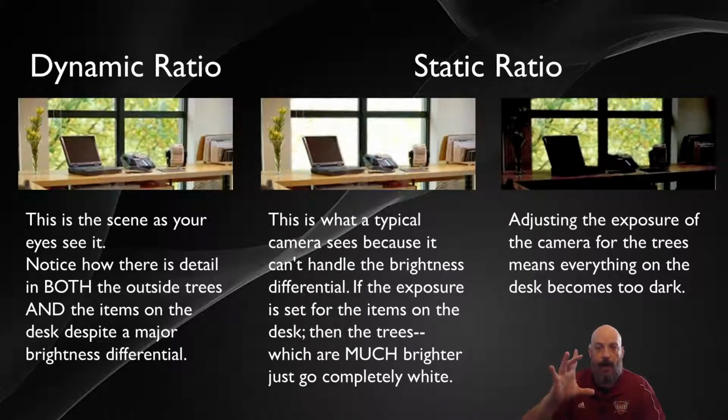So if I take the iris and I shrink it down so that I can now let less light into the camera, I can see the outside of the window where now I can see the trees. But the problem is I've now made everything inside extremely dark. So you're either going to wind up being able to shoot outside or inside, but not both, because your camera is going to have a major issue trying to adjust for either one or the other. So it's either going to give you a very dark inside or it's going to give you a very bright outside.